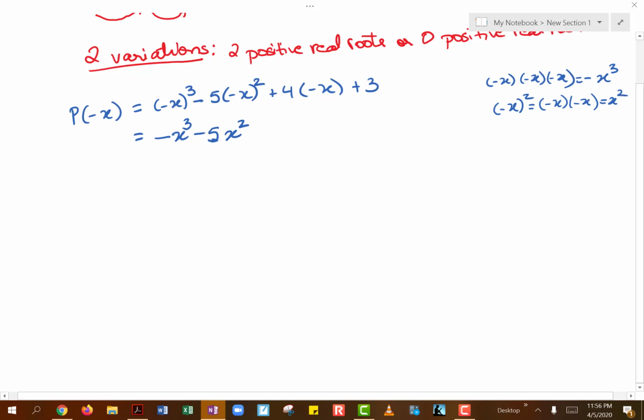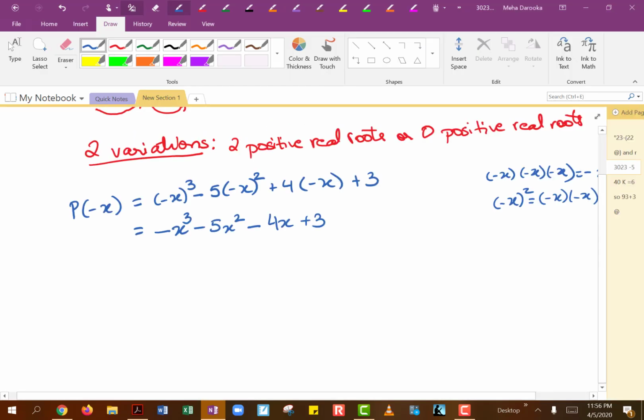So that's why this term here ends up becoming just the negative 5 stays as it is, and then it becomes a positive x squared. So let me write that. Okay, and then here for the third term, you are multiplying positive 4 with negative x. So positive times negative will become negative 4x, and then that plus 3 of course will stay as it is since there's no x term with it.